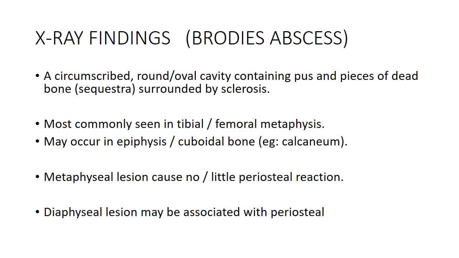On X-rays, there is a circumscribed, round or oval cavity containing pus and pieces of dead bone, which are called sequestra, surrounded by sclerosis. The most common sites, as I have already told you, are the tibial and femoral metaphyseal regions, and it may occur in cuboid bones. Metaphyseal lesions usually cause little or no periosteal reaction. Diaphyseal lesions may be associated with periosteal reaction.